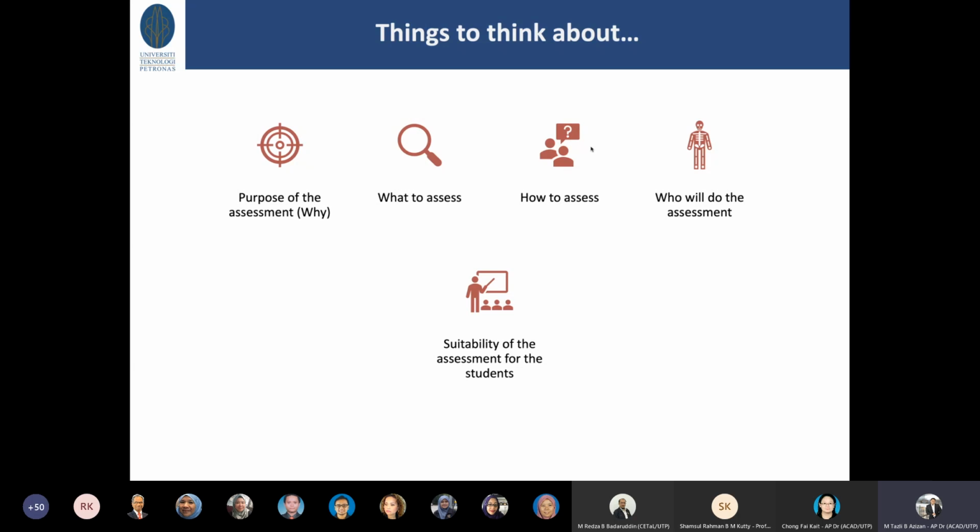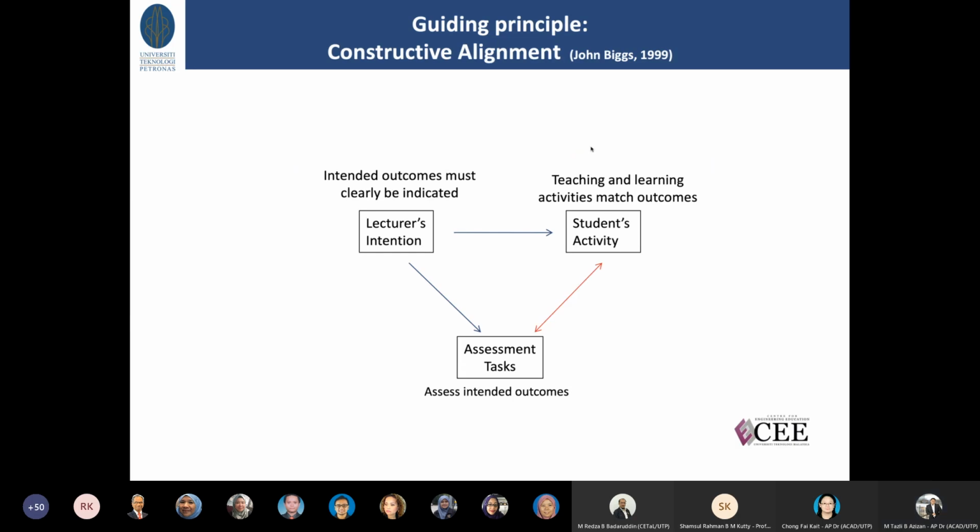For example, let's say we decide on online learning, we must make sure of how to make the online learning work. So these are the things that we need to think about.